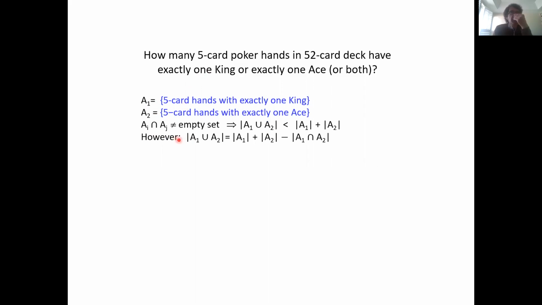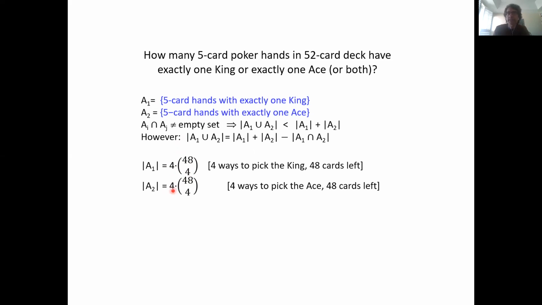So to count the cardinality of this union, we can use this formula. Let's see how many hands satisfy this constraint. You have 4 ways to choose a king, because there are 4 suits, and once the king is chosen, the remaining 4 cards are from the reduced deck because you have to kick out all the kings. So instead of 52 cards, you take 48. So it's 48 choose 4 for the remaining cards. Aces is the same, because there's no difference. What about the intersection?